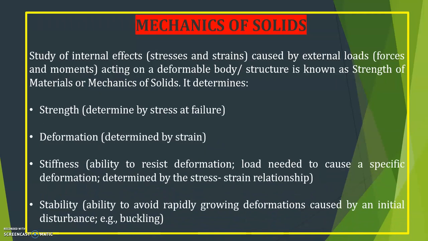Okay, so the main objective of this is to determine the strength. It can be determined by stress at failure, then deformation, that is determined by strain, then stiffness, that is ability to resist deformation, load needed to cause a specific deformation determined by stress-strain relationship. Then stability, that is ability to avoid rapidly growing deformations caused by an initial disturbance. For example, buckling. These are the main objectives of this mechanics of solids.